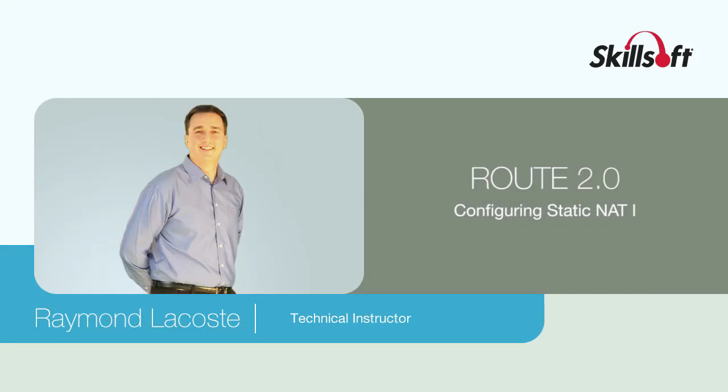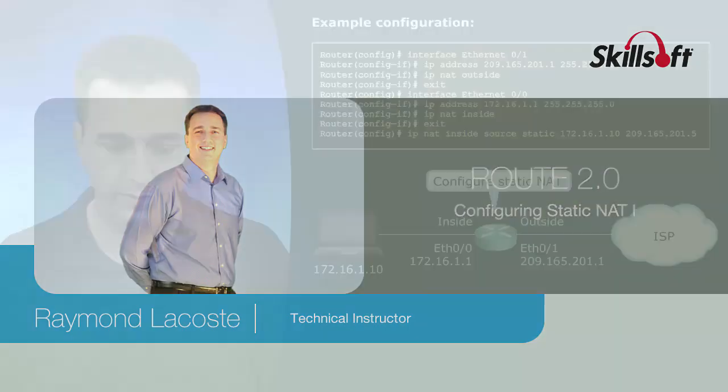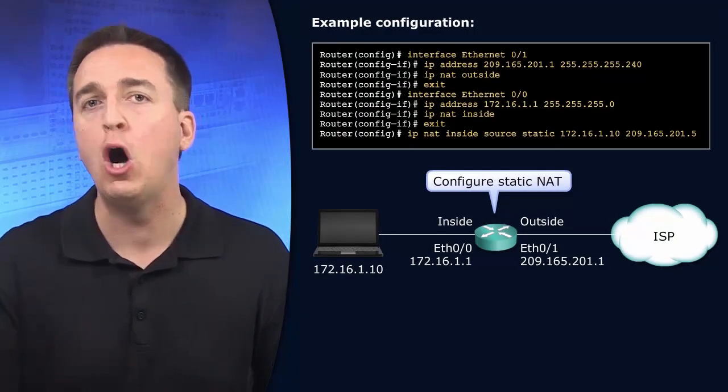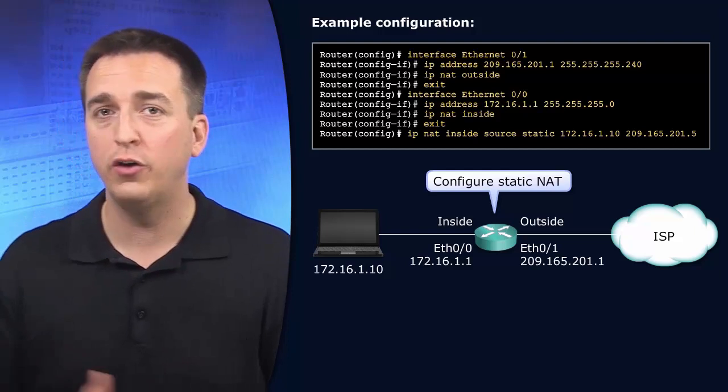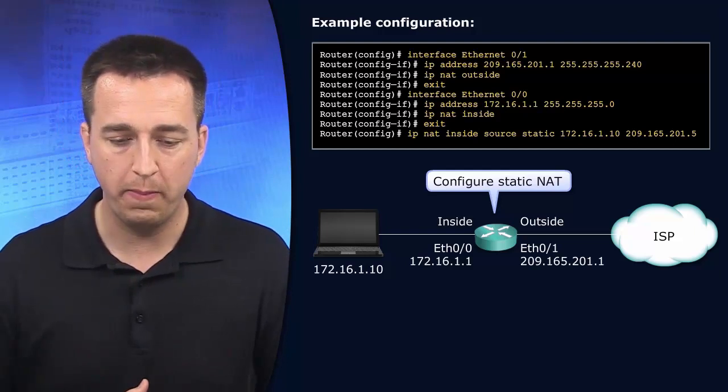Let's explore an example of static NAT. And then we're going to build upon this configuration by looking at dynamic NAT and port address translation.